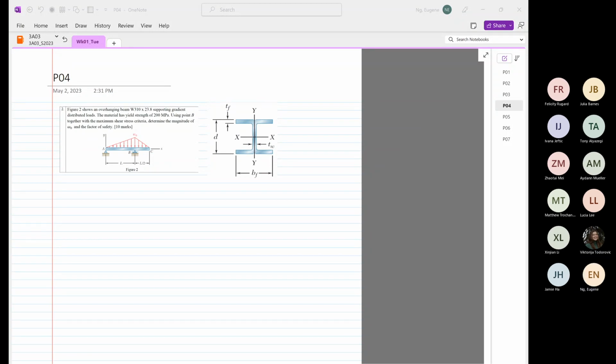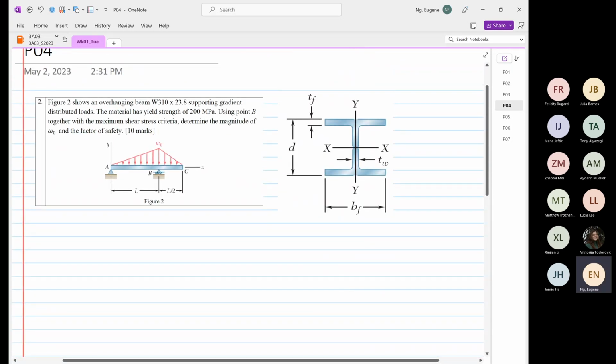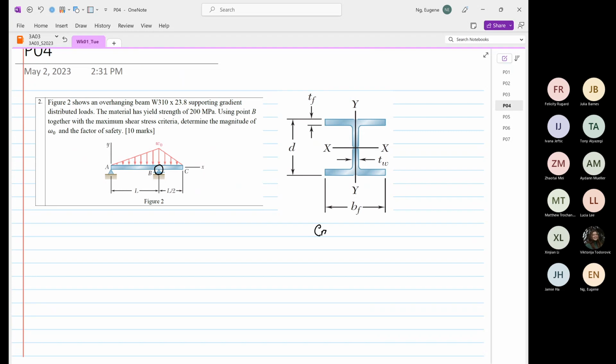Okay. So now the thing now is this. We know that the design is going to be from point B. We're going to focus at point B. And what you see over here on the right hand side is the cross-sectional view at point B.